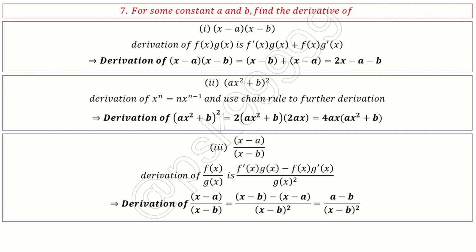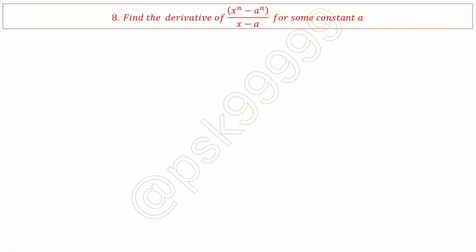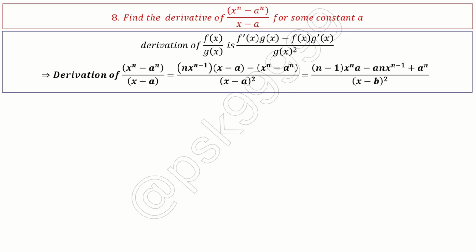(x-a)/(x-b). The derivative of this one is in the form of f(x)/g(x). So the formula is [f'(x)·g(x) - f(x)·g'(x)] divided by g(x) whole squared. Do it carefully. This is my f(x), this is my g(x). If you do it carefully, you get the answer. Next. This is also similar, also in the form of f(x)/g(x). So similarly, you do this one also. Do it carefully.